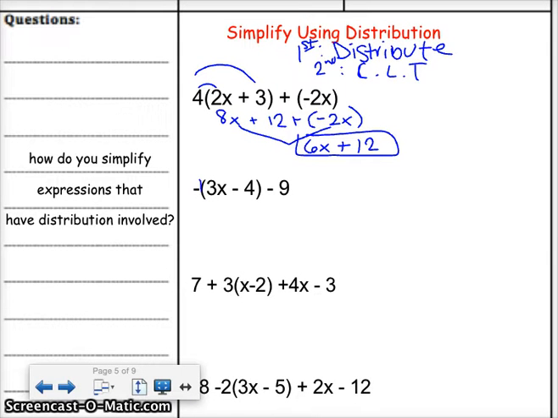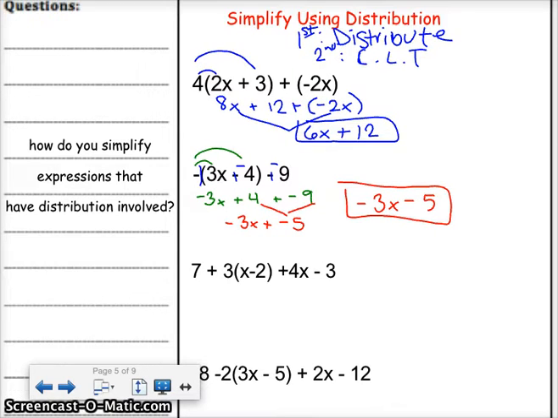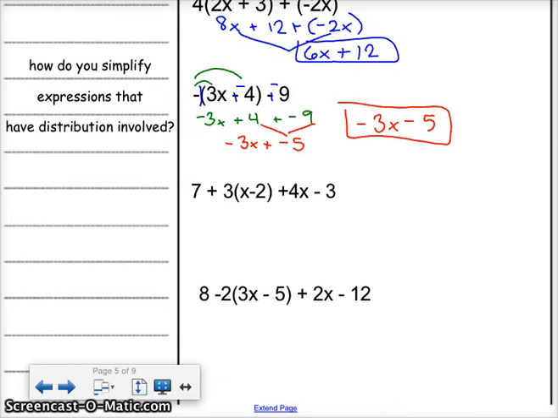Okay, this is really a negative 1, and then I'm going through and I'm plussing a negative. I'm going to distribute my negative 1 just to the parenthesis, not to the negative 9. Not doing it because it's not inside the parenthesis. So it's negative 3x plus 4 plus a negative 9. And then I can combine my 4 and negative 9. And you get negative 3x plus a negative 5. Negative 3x minus 5.